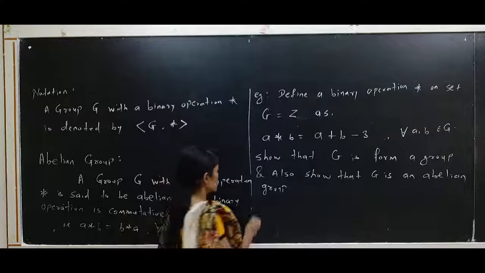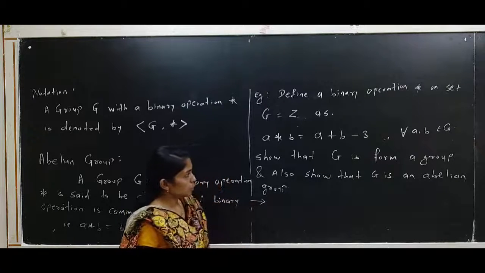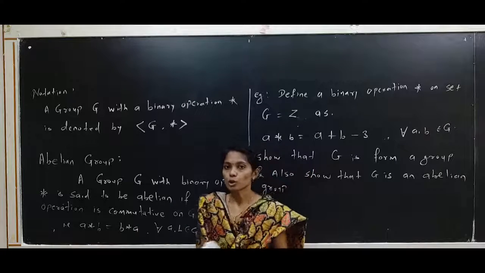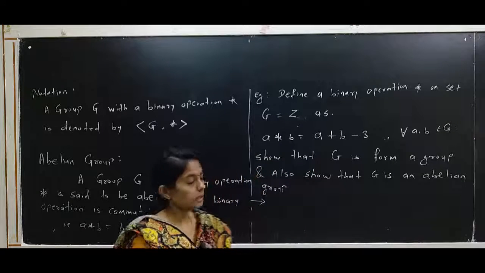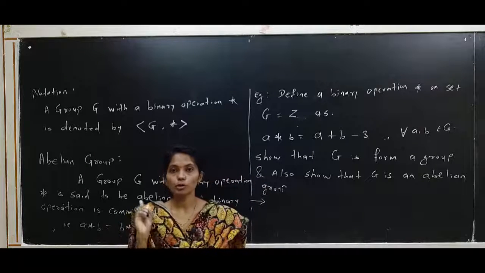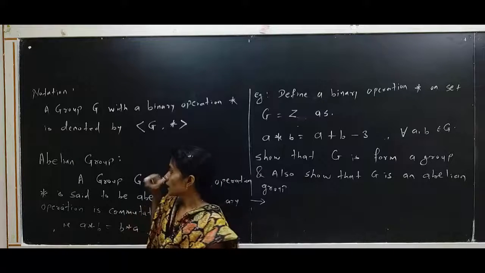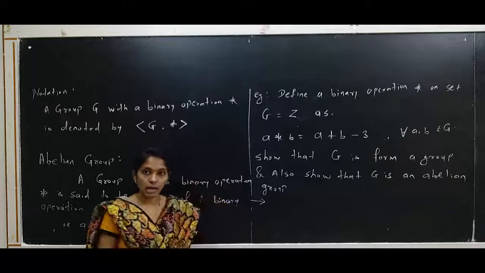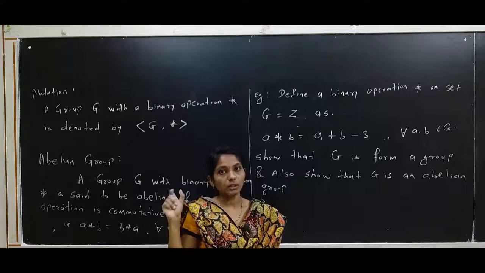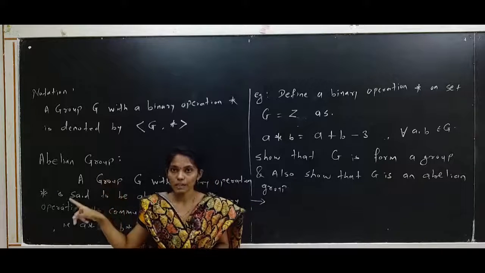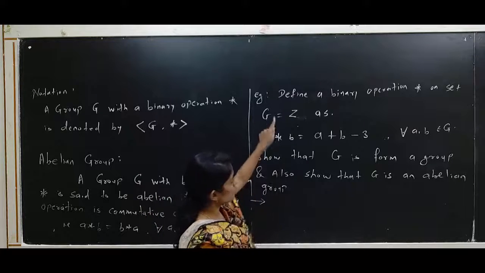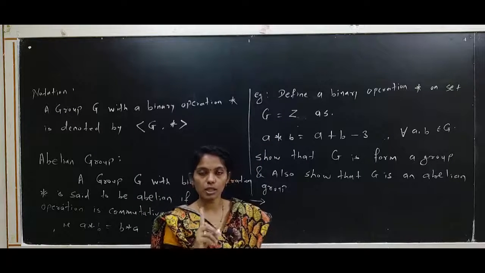Okay, now solution. So see here, to show that G forms a group, first of all we want to show that it is closed under the operation star. So don't forget to show the property closure. In the definition there are associative, identity and inverse properties. In the definition it is given that star is a binary operation, so here the word binary means closure. So first of all we want to show that the operation is binary.